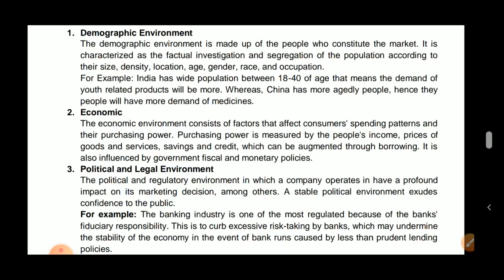So this is how the demography environment of a nation works. Fine. And it affects the marketing strategies of any company. So we need to understand this also, that demography plays a very vital role in understanding marketing, understanding the people, and designing the kind of product to sell to these people. All right.